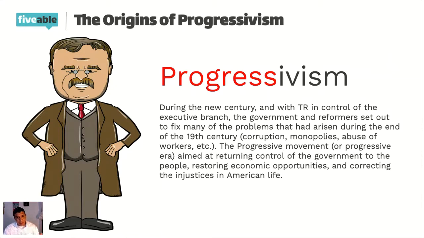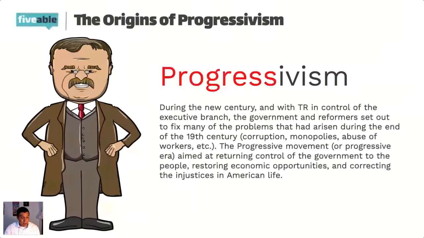So at the turn of the century, 1901, Theodore Roosevelt becomes president. And he does it in a time when there's a lot of corruption, there's a lot of monopolies, there's abuse of workers, and there's concentration of wealth in the hands of few people. And so when he takes over, he says, I'm going to fix these injustices.